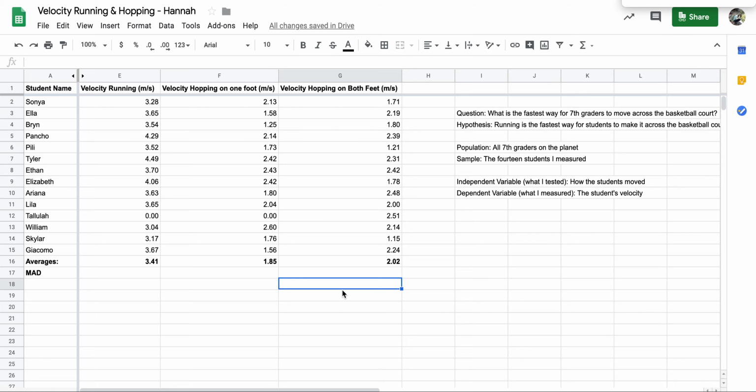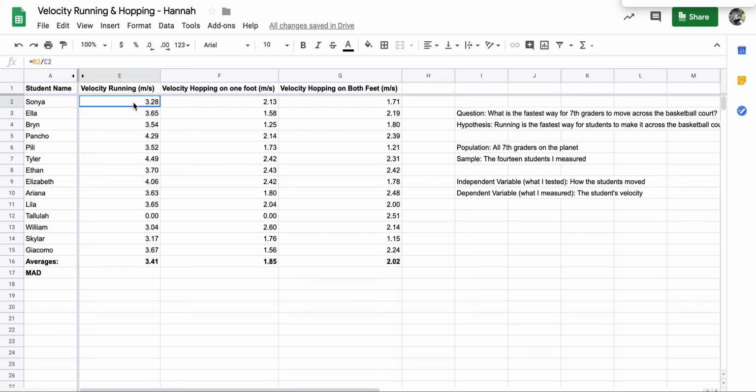Because there is variation in this data, if I were to have just one more student, it would actually change my average. So in order to really think about this, I want to also think about how much my numbers tend to deviate from the average. And the tool we use for this is called mean absolute deviation, which is basically, on average, how much is each trial from the average.